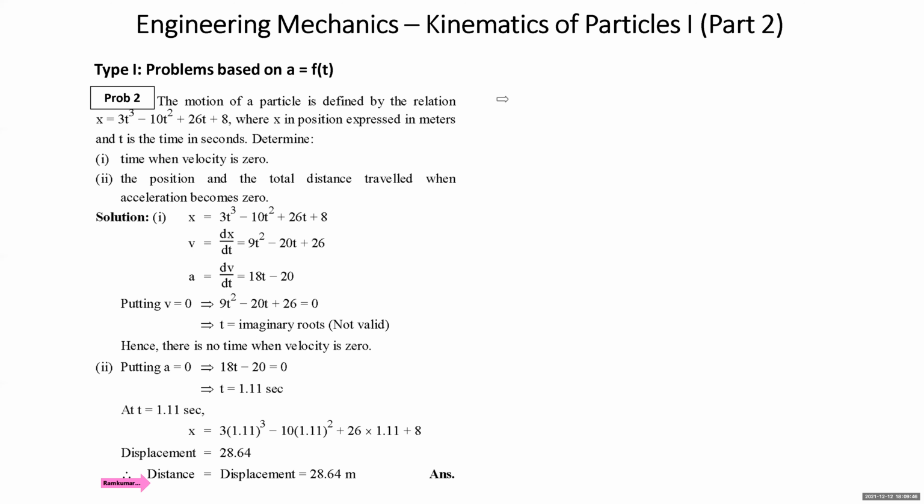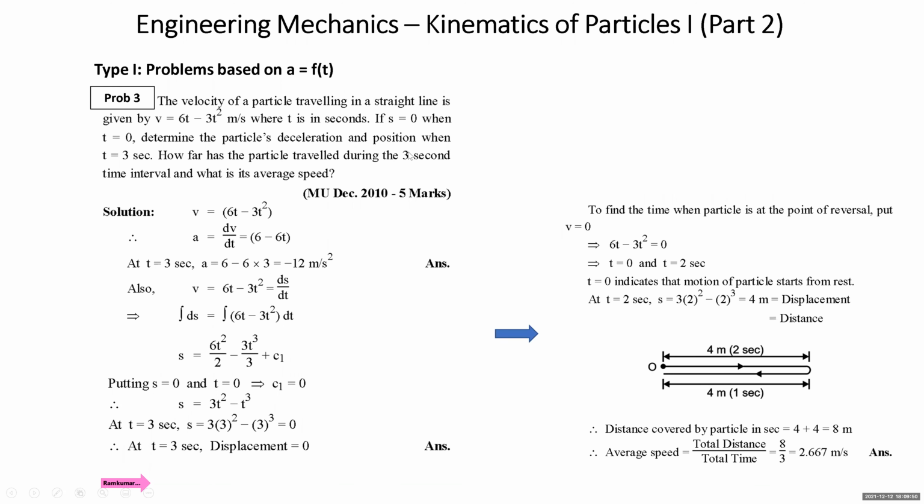Let's move to the next sum. Third sum of the same type. The velocity of a particle traveling in a straight line is given. v is equal to 6t minus 3t square meter per second, where t is in seconds. And s is 0 when t is 0, this is a boundary condition given to you. Determine the particle's deceleration and position when t is 3 seconds.